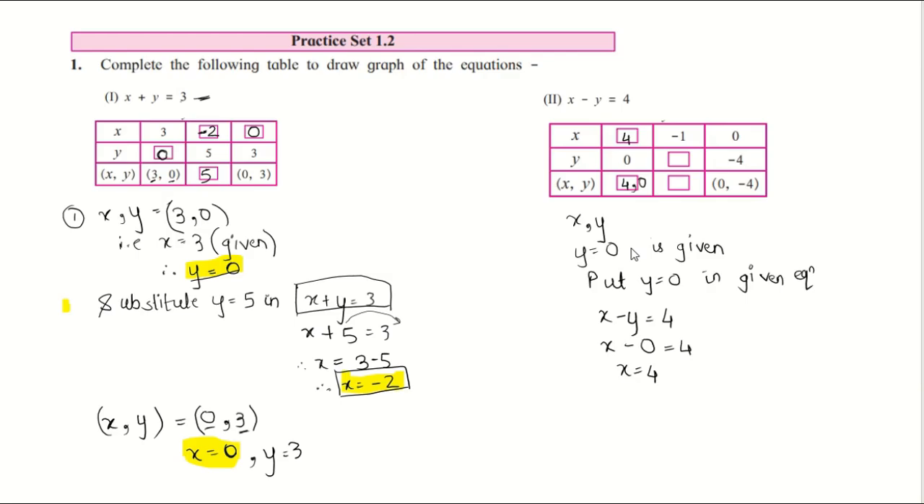In the second scenario, the value of x is given as minus 1. We need to find out the value of y. As x is already given, we will put the value of x in the given equation. This was the first scenario. Second scenario, x is equal to minus 1, which is already given. We will put x is equal to minus 1 in the given equation.